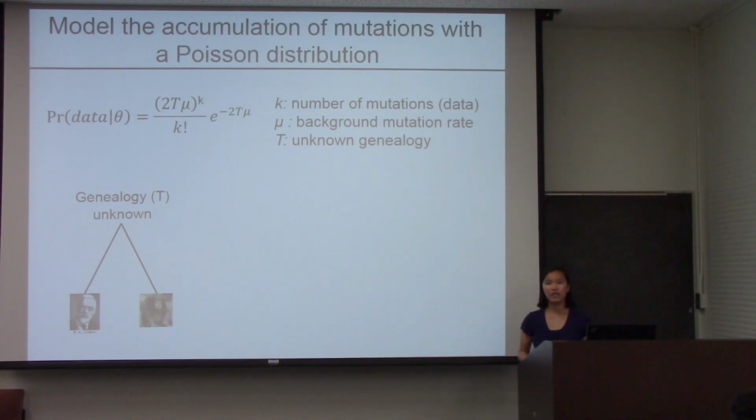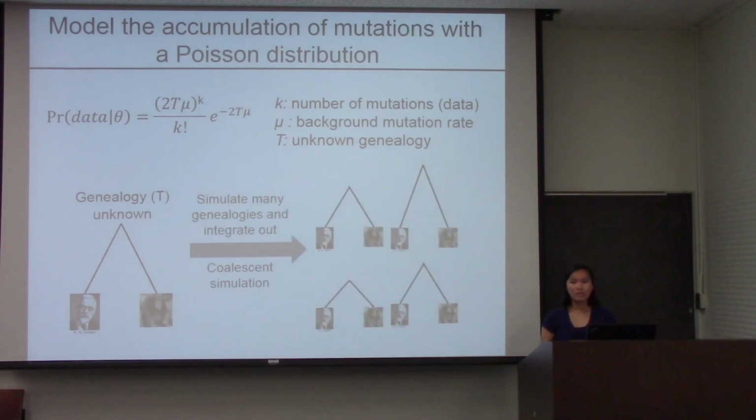Imagine that you have a human sequence and a chimpanzee sequence, and you want to know when in the past these two lineages coalesce. The paths that underlie these coalescent events are unknown, but we can get around these unknown genealogies by simulating a lot of these genealogies and integrating them out. To simulate these genealogies, I apply the coalescent simulations that Sriram gave a really good tutorial on last week, and I'm happy to discuss more about that too.